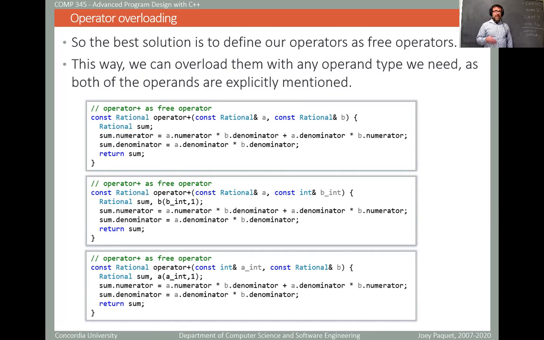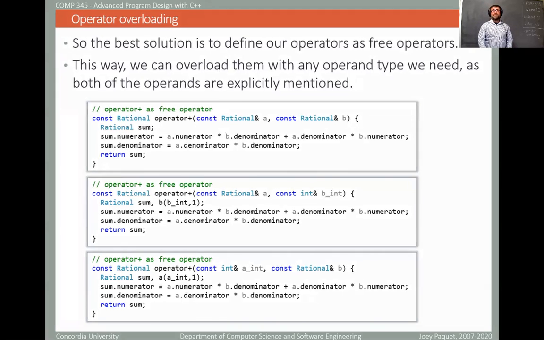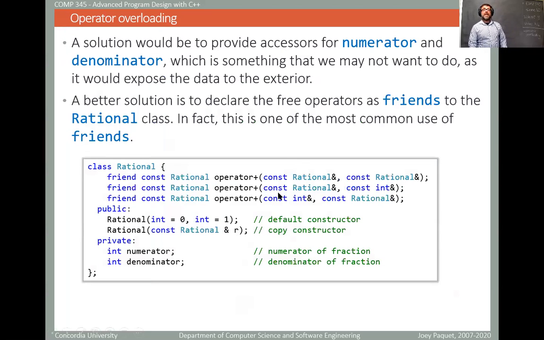Okay. Now, maybe you see me coming. Yes, well, the solution to that is, of course, to declare these free operators as friends of the class if the members are declared as private. So eventually what you're going to end up having is this rational class where your members, numerator and denominator, are private, and then you declare these three operators that we have defined earlier as friends of this class. Thus, they can access numerator and denominator.